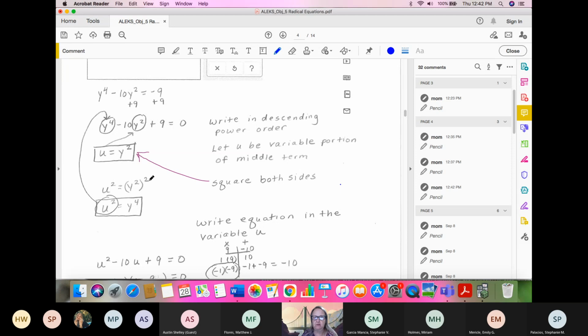I guess I don't need to do it. That happened, square both sides. That's what's going on right here. And then you just do power raised to a power to get this 4 here. Any other questions on this?